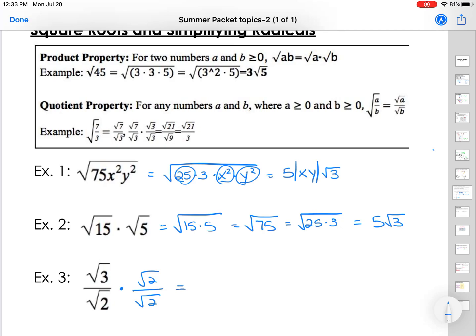So on top, square root of 3 times the square root of 2 is the square root of 3 times 2, or 6. On the bottom, that's the square root of 2 times the square root of 2, or the square root of 2 times 2, which is 4. And we know that the square root of 4 is the number 2. So I get the square root of 6 over the number 2. The square root is only over that numerator.